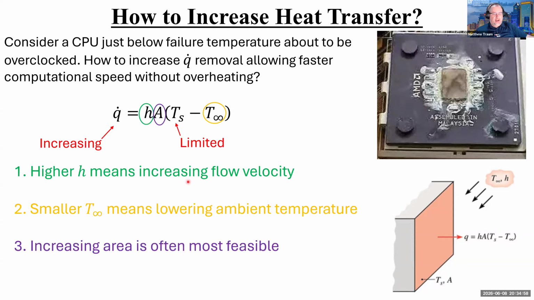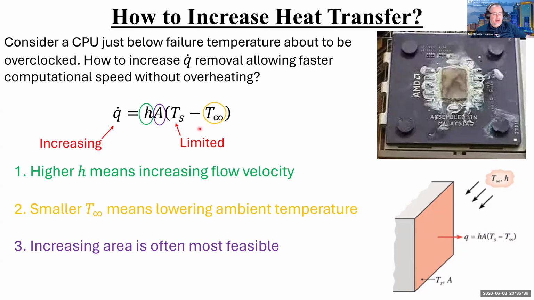So higher h means you have to increase the flow velocity, meaning a bigger fan, or maybe you switch from a gas to a liquid. There are liquid cooled computers now, and the reason that they're liquid cooled is because you can get a much higher h and hence dissipate a lot more heat, so it can do more computations per time by overclocking the chip. But that's expensive and difficult to do, and sometimes you will reach a maximum capability for your fan or your pump, and you just can't get any more mass or volume flow rate over this surface. So this one is limited.